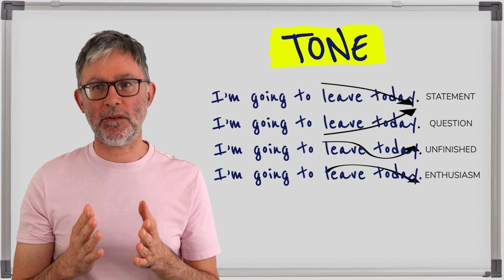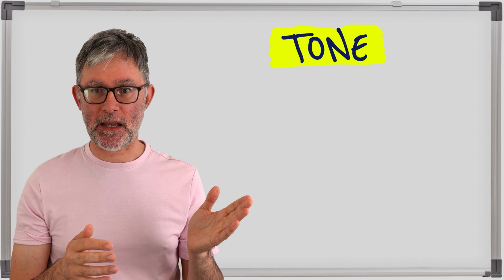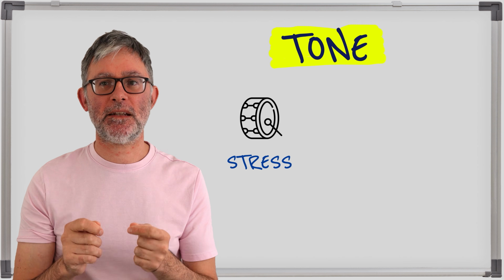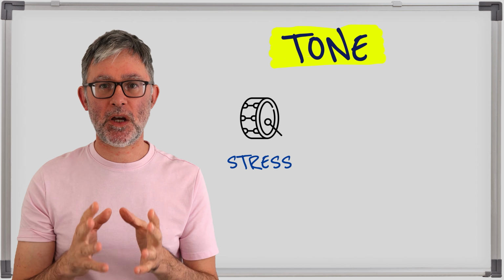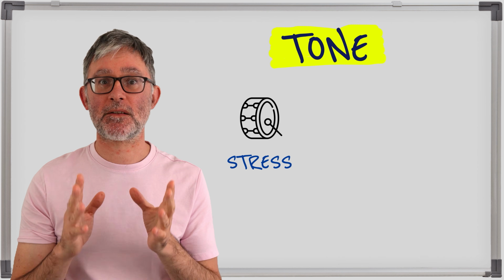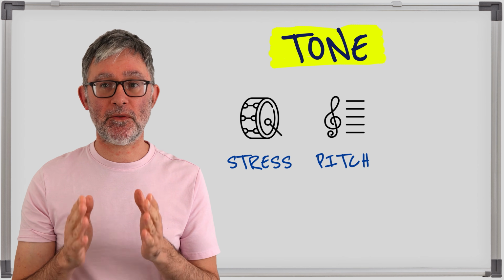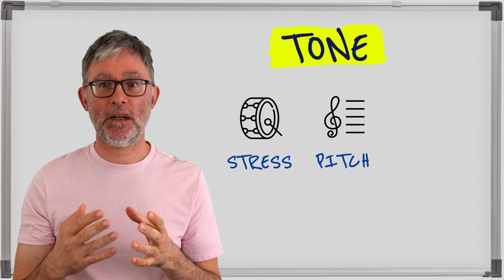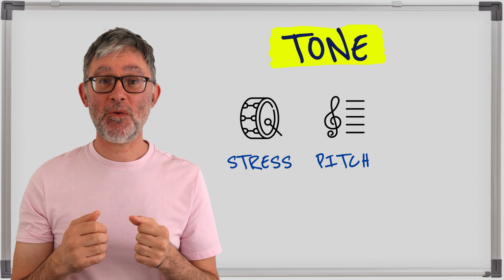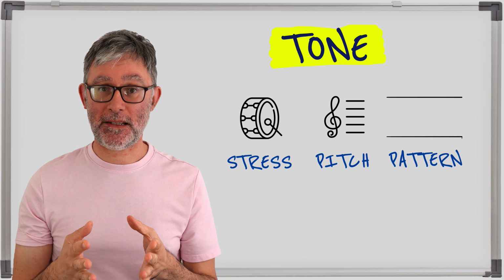So to keep it practical, focus on 3 areas. Main stress. This is in every sentence or unit of speech we say, and it is essential to find it. Tone is built around this main stress, always. Pitch. This is the height of your voice. The higher you go, the more enthusiastic you sound. But don't overdo it. Too high is annoying. Too low is bored.